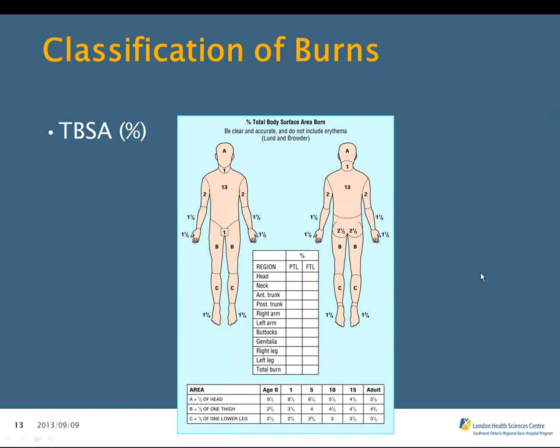And there is one quick estimation, because nobody ever has this chart in their head all the time. Essentially we could use the palm of the patient's hand, including the fingers, to estimate the total body surface area, that total being of the palm and fingers of the patient being approximately 1% total body surface area.